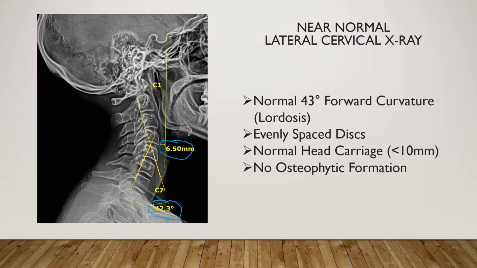The other thing we look at are the spaces between the vertebrae, which we see pictured here. Those spaces should be nice and equally spaced out between each of the vertebrae. That's where the discs are located. So we're getting an indication of the health of the disc by looking at the spacing.